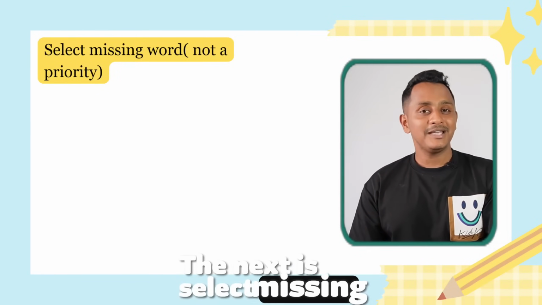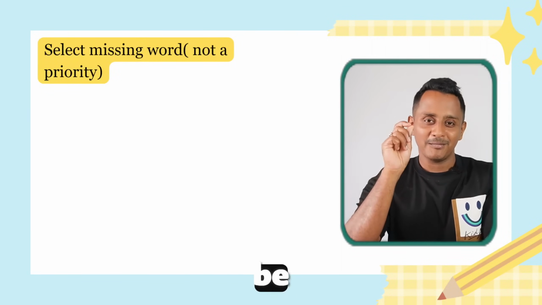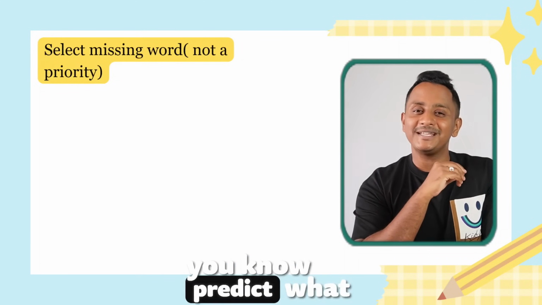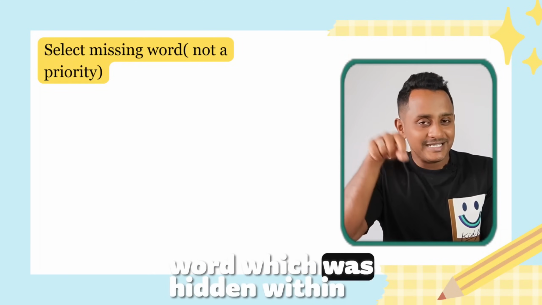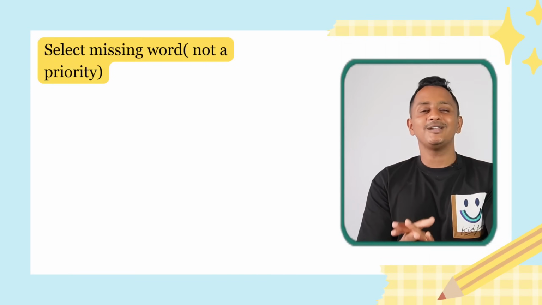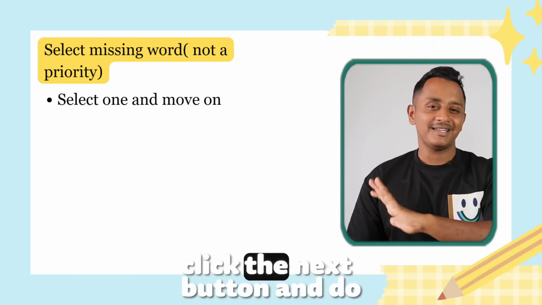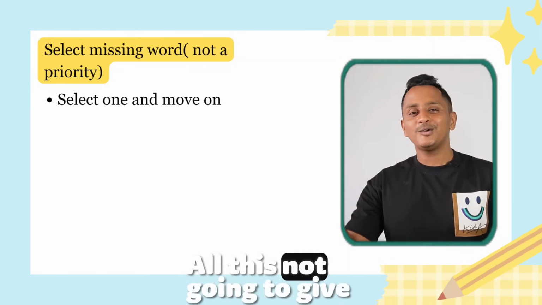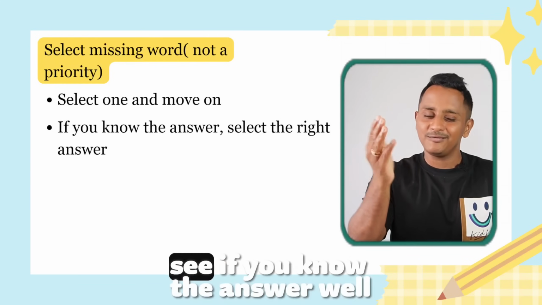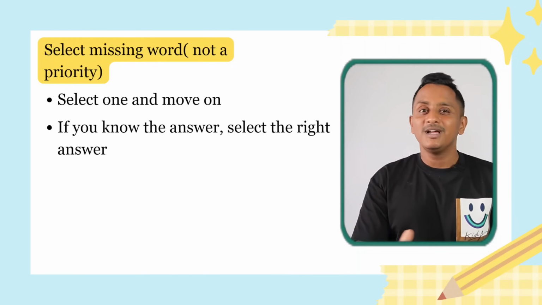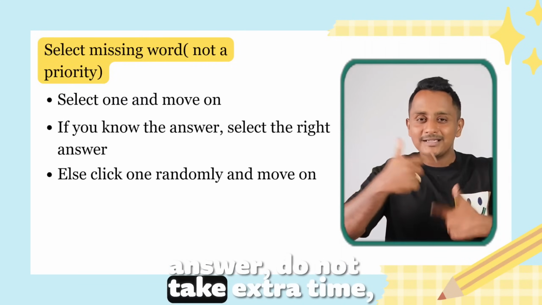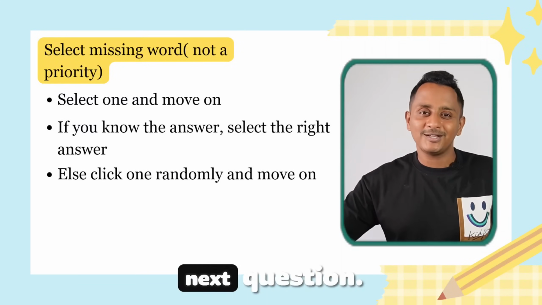The next is select missing word. Towards the end there would be a beep sound. You got to predict what was the word which was hidden within that beep sound. What if I told you just have to click the next button and don't do anything? All this is not going to give you scores. Randomly click one. See, if you know the answer, well and good. If you're not sure about the answer, don't take extra time. Select one and move on to the next question.